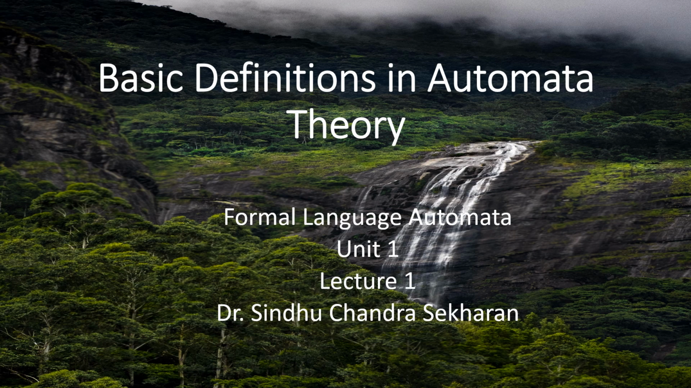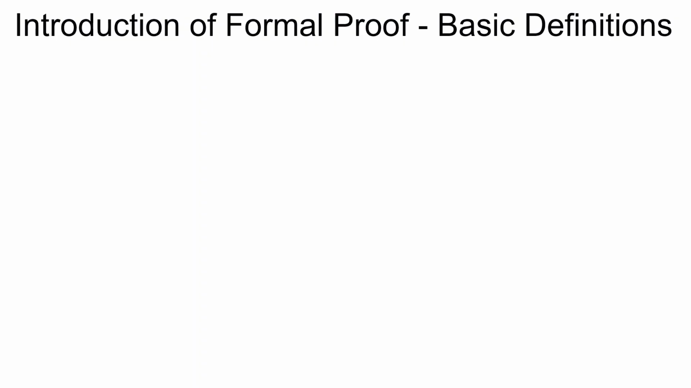Hello all. In this lecture, I'll be discussing the basic definitions in automata theory. First, I'll start with basic definitions. First definition: whenever we start with a language, what is the first thing we start with in English? We start with alphabets. In formal automata, alphabet is denoted with sigma. Okay, sigma. So alphabet is a finite non-empty set of symbols.